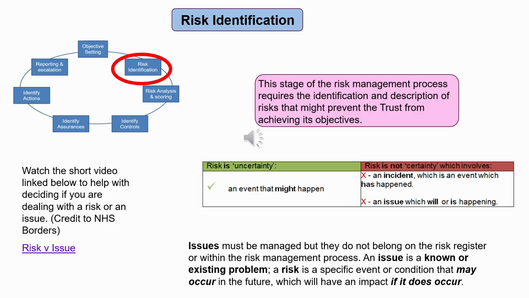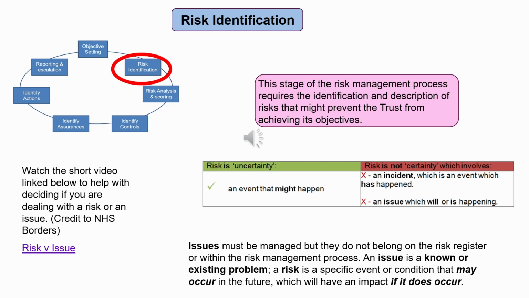Risk is uncertainty, an event that might happen. Risk is not certainty, which involves either an incident, which is an event which has happened, or an issue, which definitely will or is already happening. Issues must be managed, but they do not belong on the risk register or within the risk management process. An issue is a known or existing problem. A risk is a specific event or condition that may occur in the future, which will have an impact if it does occur. On the PowerPoint version of this presentation and on the risk management page of the BEAT, you can follow a link to a short video which will help with deciding if you are dealing with a risk or an issue.